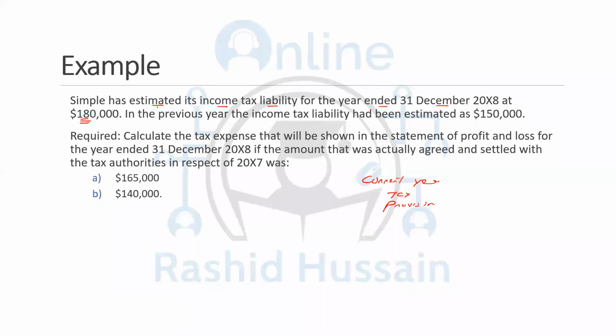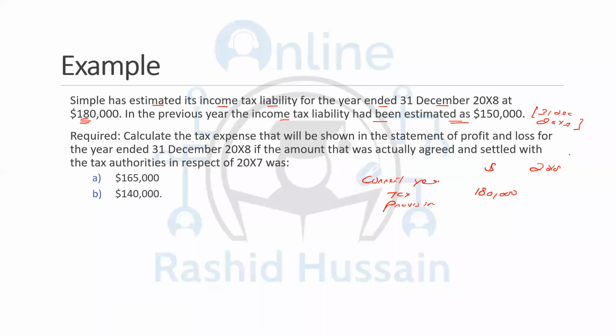This is the estimated one for the year ended 31st December 20x8. So when we are doing the calculation of 20x8, this is the current year tax provision. How much is it? It is 1,80,000. In the previous year, the income tax liability had been estimated as 1,50,000. Now, what is the previous year? Previous year simply means 31st December 20x7.